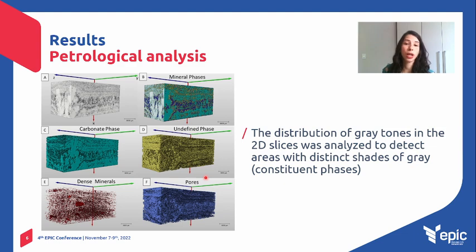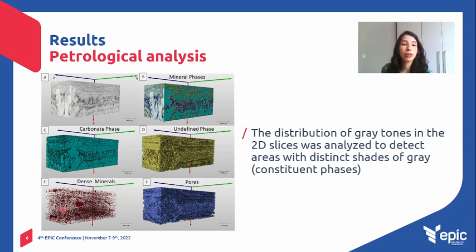The undefined phase can be composed of microporosity, cement, or a combination of both. The boundary between the microporosity and cementation is subtle, and due to the image resolution and also the similar attenuation coefficient between quartz, calcite, and dolomite, it was not possible to differentiate the components of the undefined phase. The microporosity is represented mainly by intraparticle and intracrystalline porosity.